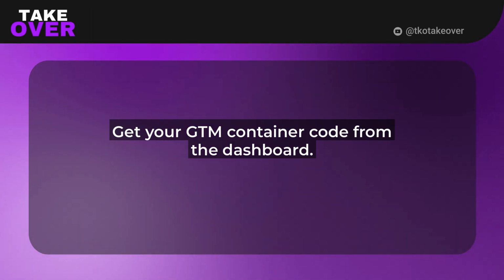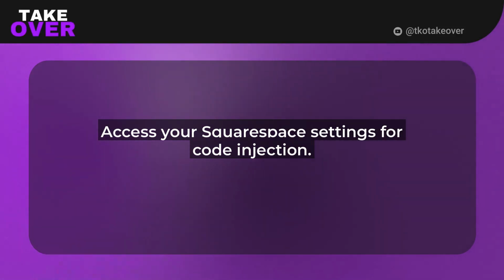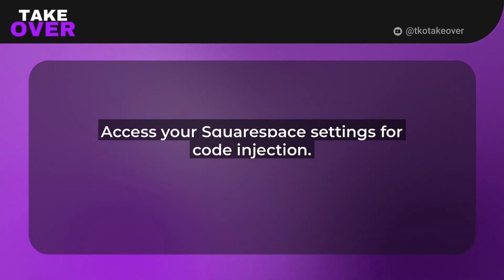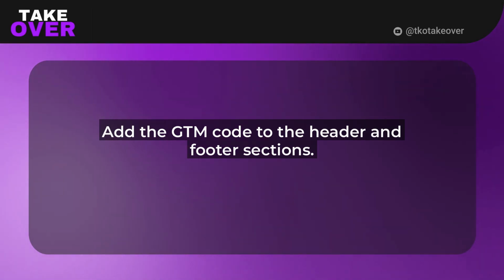Now, log into your Squarespace dashboard. Go to the Settings section and find Advanced or Code Injection. This is where the magic happens. Copy the GTM container code from your GTM dashboard. It's usually 2 snippets, one for the head and one for the body. Paste the head snippet into the Header Code Injection area in Squarespace. If there's a body snippet, add that to the Footer section for best results. Save your changes and preview your site to make sure everything looks good.